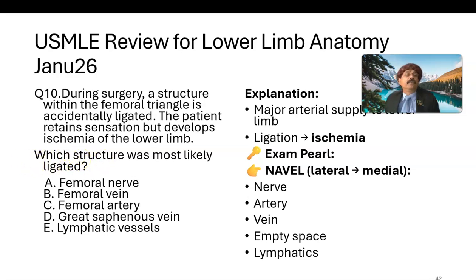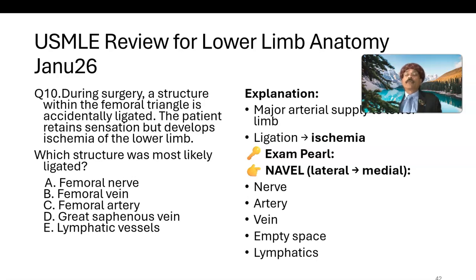So we have the structure. What is the structure that is ligated? The femoral artery here. That is the artery that supplies the thigh and limb. Okay, patient retains sensation but develops ischemia of the lower limb. That is the femoral artery. Femoral artery is a very important artery.